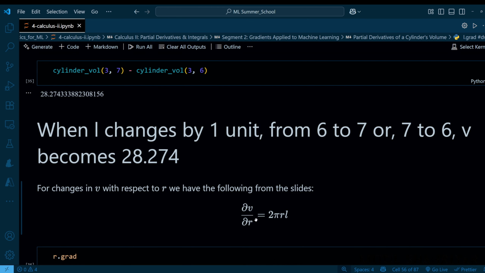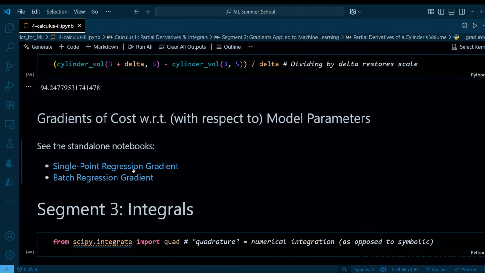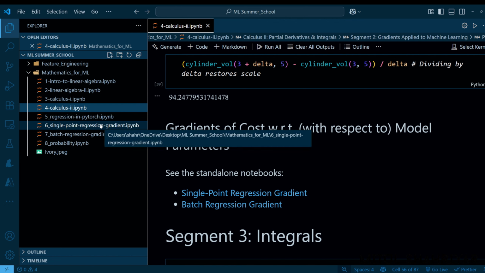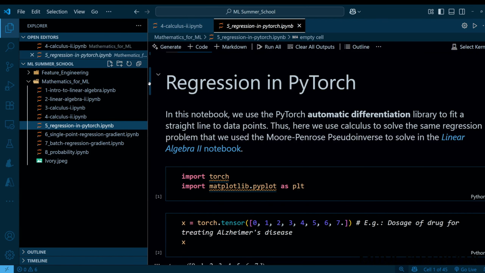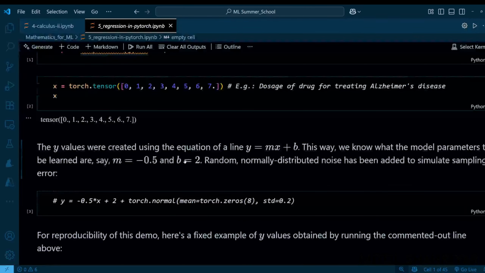Again, talking about that, dv by dr is 2 pi r l. Just follow the same process, no problem with that. Now, single point regression. If I look into these two, we'll look at single point and batch. Let me look into regression prior to that. This is an interesting one.